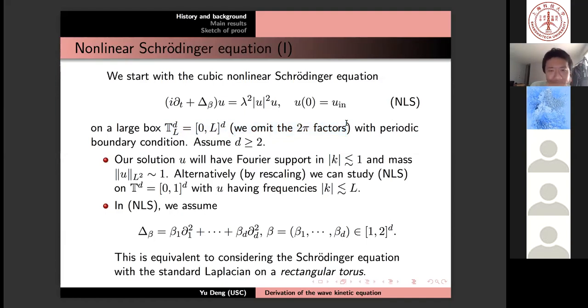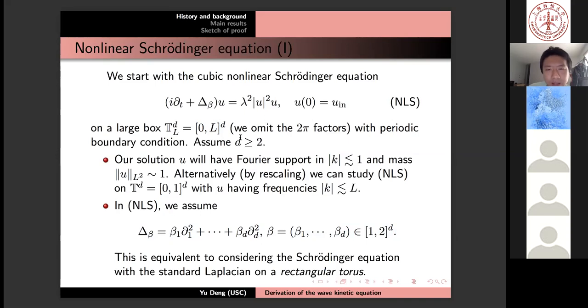So this is the nonlinear Schrodinger equation on a large box. We're considering this slightly twisted Laplacian, which has these coefficients beta_1 to beta_d. We're considering this because we also want to consider the standard nonlinear Schrodinger equation on a general rectangular torus, instead of [0,L]^d, say [0,beta_1 L] times [0,beta_2 L] times up to [0,beta_d L]. In this case, if you do a change of variable, you can easily reduce to the equation on the standard torus, but with this twisted Laplacian.